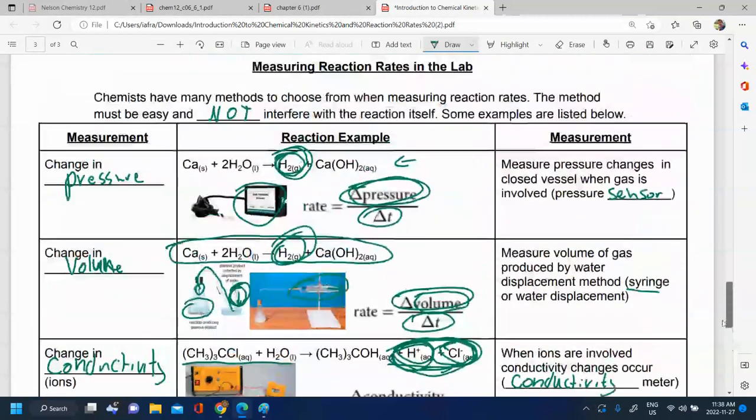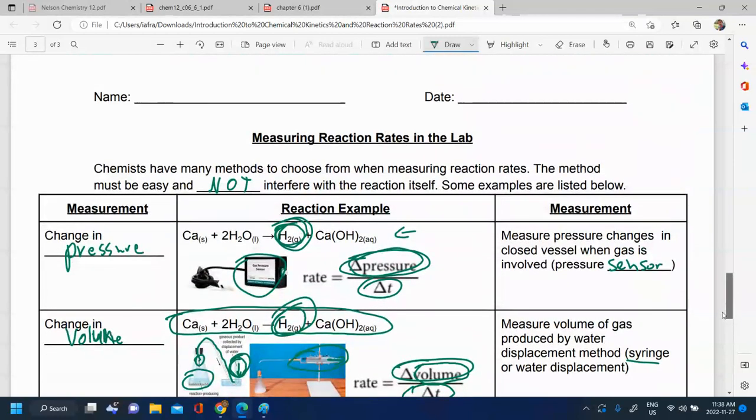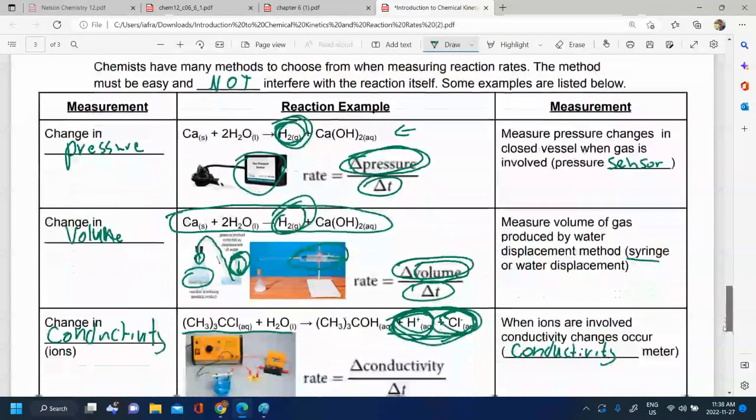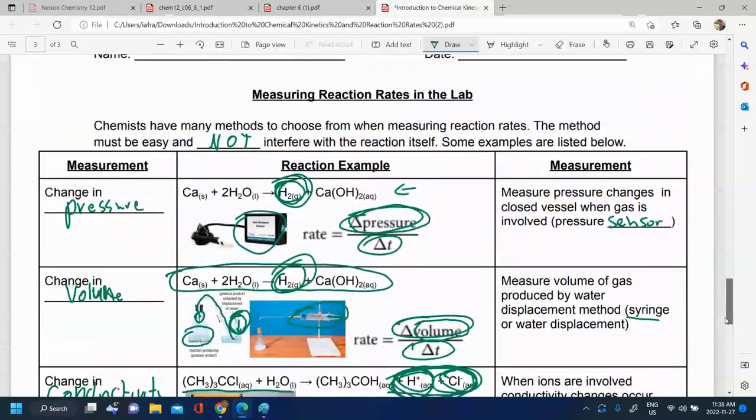So again, this little video lesson here was just on the different methods that scientists can use to monitor reaction rates in the lab. And essentially, they just want to choose something that's easy for that reaction and that won't interfere with the reaction itself.